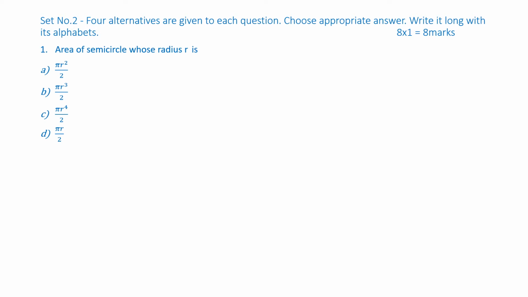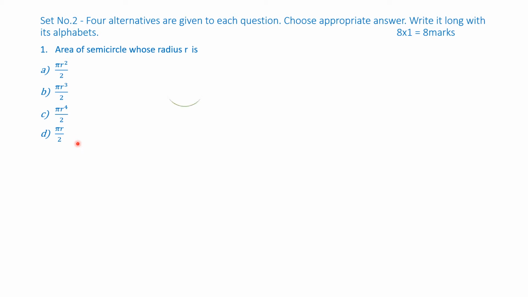Area of a semicircle whose radius r is: pi r square divided by 2, pi r cube by 2, pi r to the power of 4 by 2, and pi r by 2. These are the 4 options given. This is the question in the examination. Now, he has told semicircle.